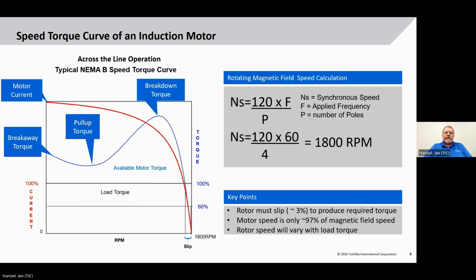So the heavier the load, the slower the motor will actually rotate. That slip is usually in an induction motor about 3% slip. So the magnetic field is turning at 1800. The rotor is turning at about 97% of that. So that's in an induction motor. Now let's look at what happens with a synchronous motor.